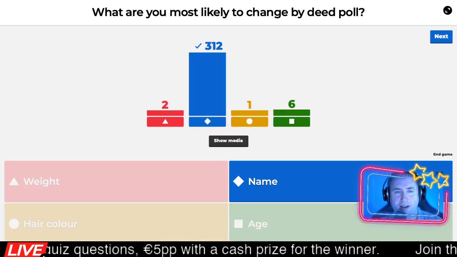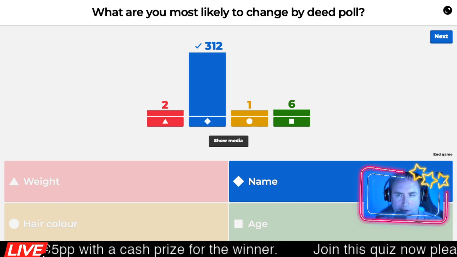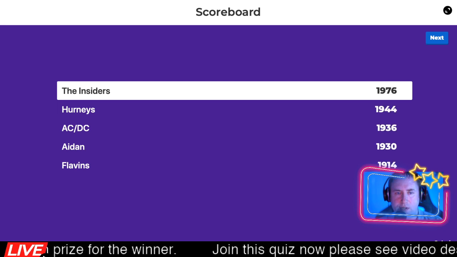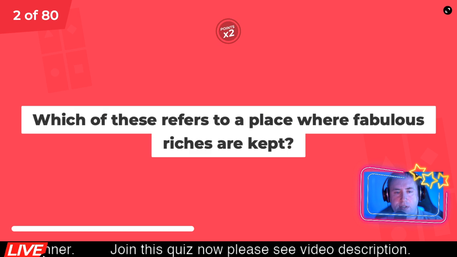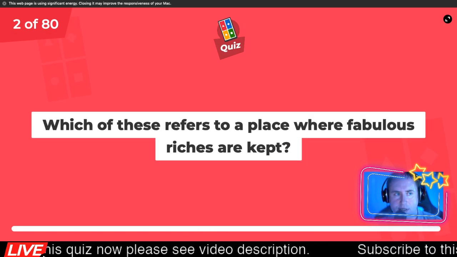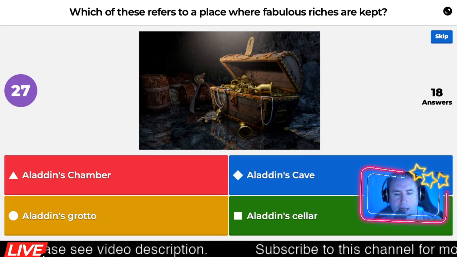There's still people getting these wrong. They mustn't have been here for the start. 312, it is name. Okay. Top 5. Question 2, multiple choice. Which of these refers to a place where fabulous riches are kept? Aladdin's chamber, Aladdin's cave, Aladdin's grotto, Aladdin's cellar.